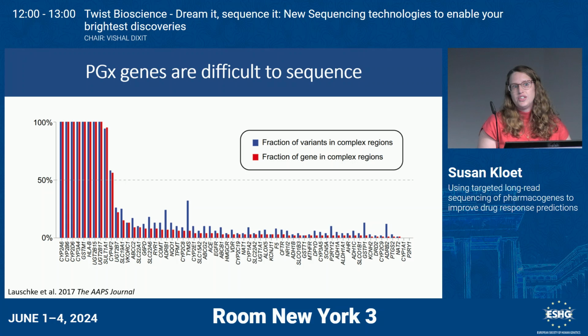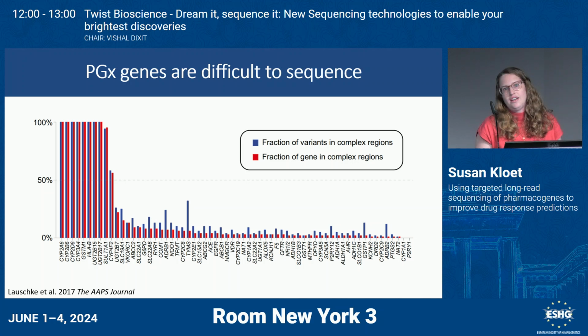So the current struggle in the field of pharmacogenomics is that these genes are really difficult to sequence. That was nicely illustrated in a recent review article looking at common pharmacogenes on the x-axis. The bar graph shows you the fraction of that gene that's located in a complex region of the genome. By complex, we mean contained within a segmental duplication, a repeat, or maybe even a combination of the two. So you can see that for several of these genes, 100% of the gene is located in a difficult to sequence region. These are very hard to see with short-read sequencing.